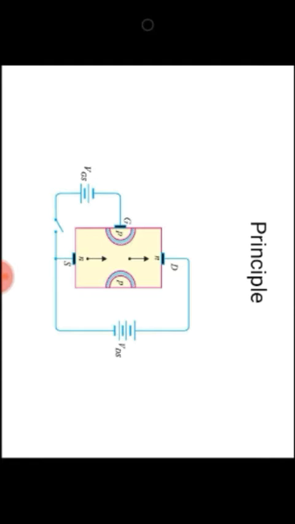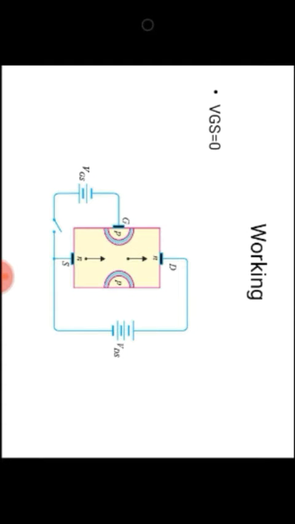Right, so this is about the principle. Now next, the working. Here the working of the JFET is divided into two parts. First we consider VGS equal to 0, and then VGS less than 0. Okay, so first case, VGS equal to 0.